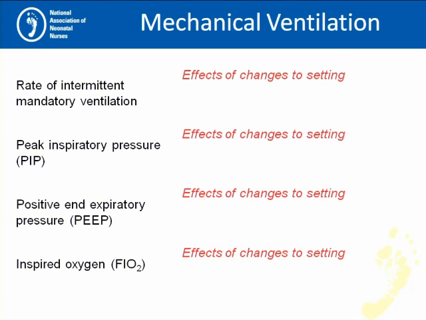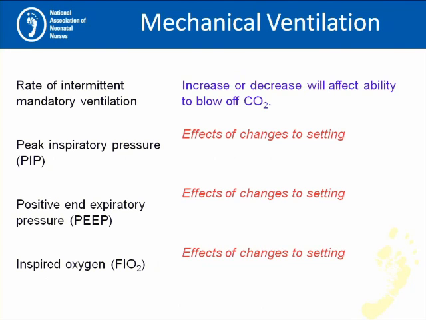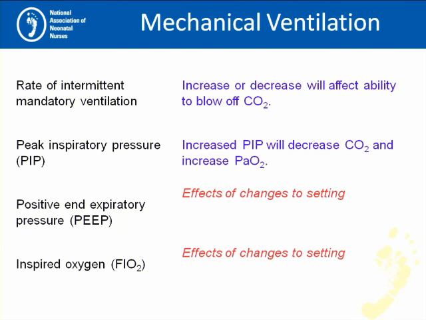Rate of intermittent mandatory ventilation. The ventilator rate affects the ability to blow off carbon dioxide. The rate is adjusted to maintain an arterial carbon dioxide, PaCO2, within the desired range for the infant's condition. Peak inspiratory pressure: PIP is the primary factor that determines tidal volume and affects the partial pressure of arterial oxygen. The ideal is the lowest PIP that will provide adequate ventilation. Increased PIP will decrease the carbon dioxide level and will increase partial pressure of arterial oxygen.